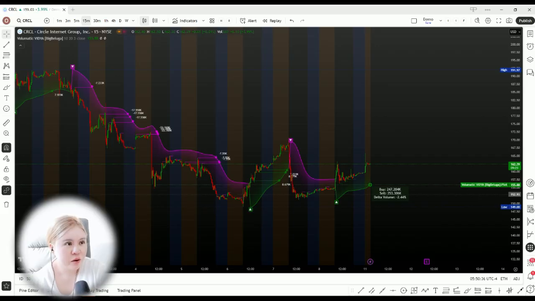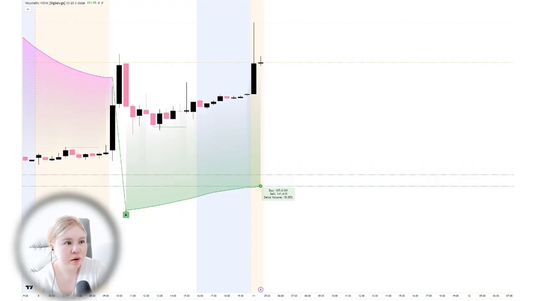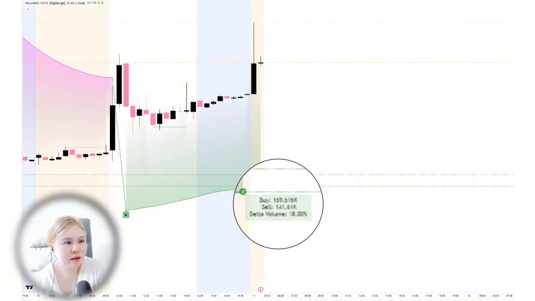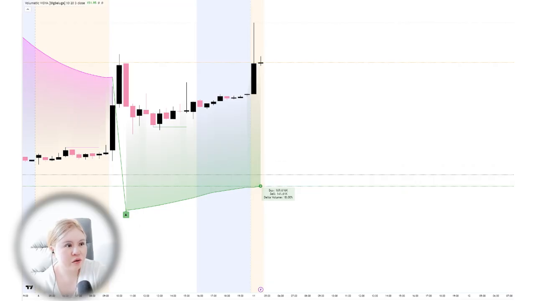Let's jump into Circle CRCL on the 15-minute chart and see what the Volumatic VIDYA is telling us right now. It's about 5 a.m. on Monday, August 11th, and the market is still closed. But here's the latest from the indicator. Buy volume 169.22K. Sell volume 141.61K. Delta volume 17.85%. The cloud is green, which is a bullish signal, and that positive delta of 17.85% shows buyers are outpacing sellers, but it's not quite at that 30% sweet spot I like for strong long trades.